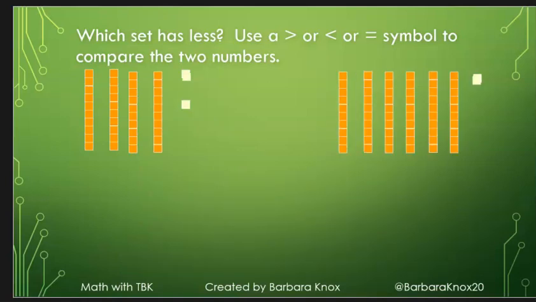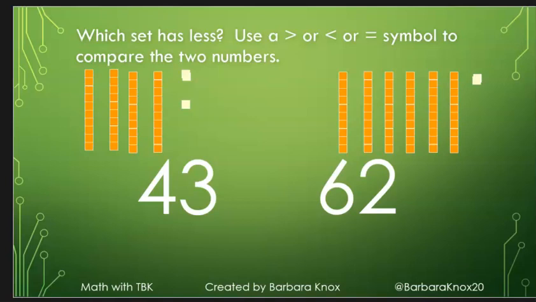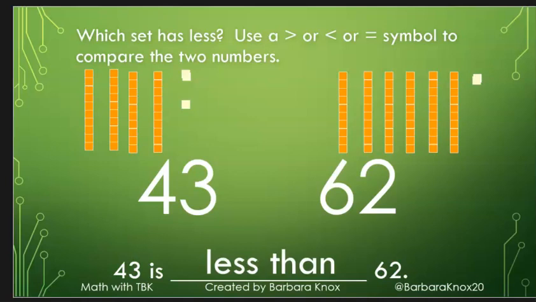Pause the video again to compare the 2 values on the screen. Write an inequality using the correct symbol. The value on the left is 43. The value of the blocks on the right is 62. Since 43 is less than 62, I make 1 dot next to the lesser number 43 and 2 dots next to the greater number 62. Then I connect the dots from top to bottom. I can now read the inequality as 43 is less than 62.